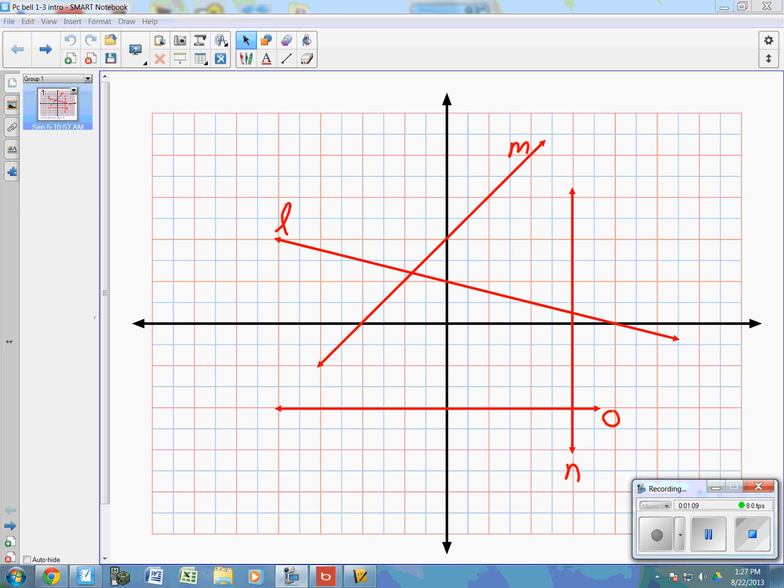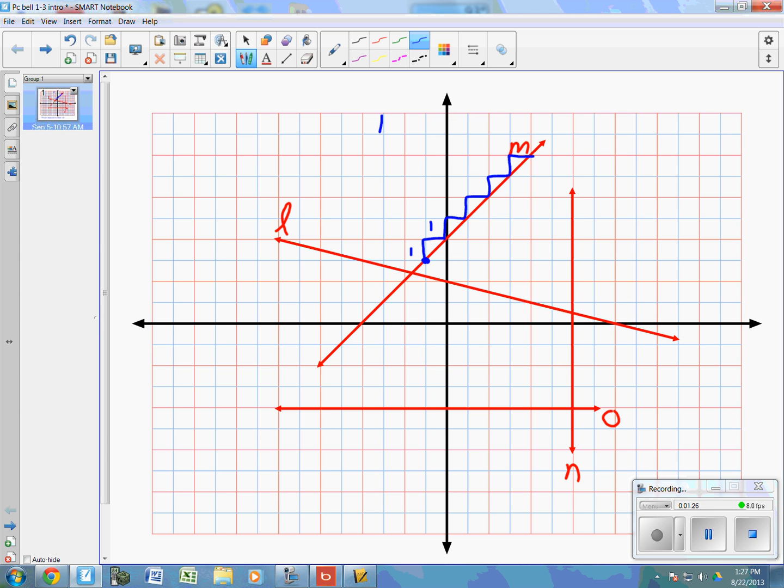You guys, rise over run. Do you remember rise over run? What is it? 1 over 1 for M? Yeah, look, right here, you guys. I can go up 1 and over 1, right? Up 1 over 1, up 1 over 1, up 1 over 1, up 1 over 1. Okay? 1 over 1 equals 1. The slope of M is 1.